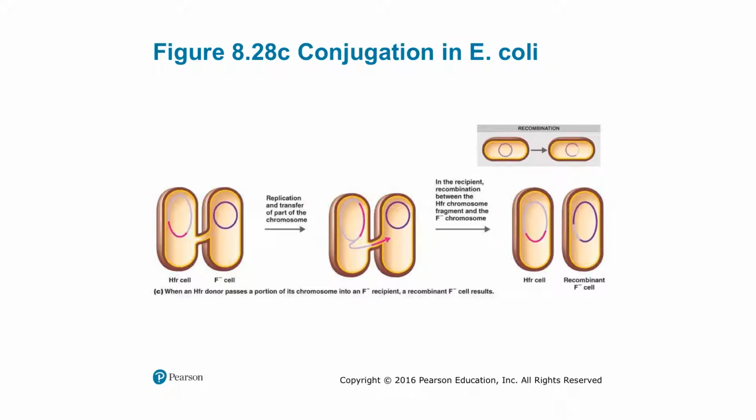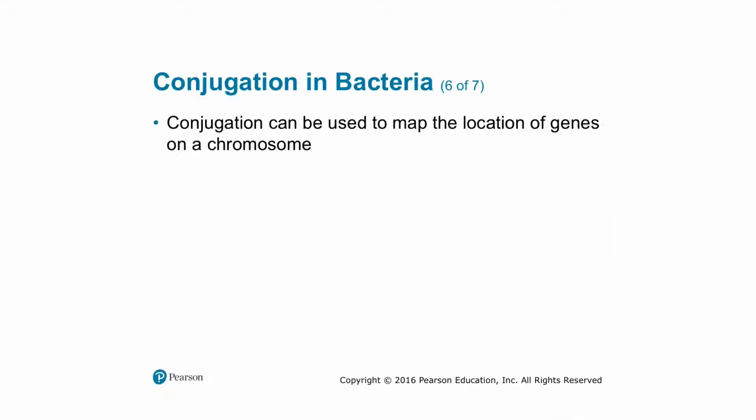And so the conjugation in E. coli, you get the replication, and then you get the transfer of part of the chromosome. And so in the recipient, the recombination of the Hfr chromosome and the fragment of the F- chromosome. So conjugation can be used to map the location of genes on a chromosome.